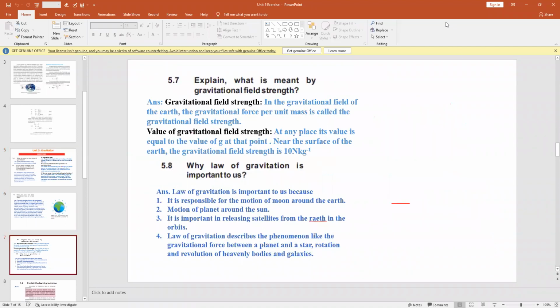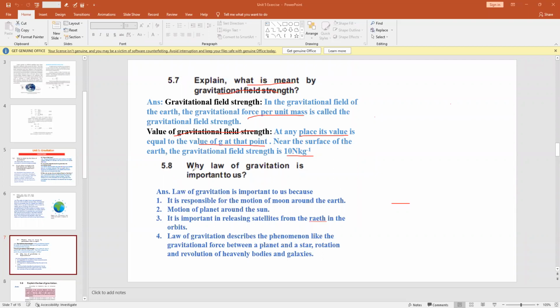Now the next question is 5.7. For 5.7, they are asking to explain what is meant by gravitational field strength. First of all, you have to tell what gravitational field strength is. Gravitational field strength is the gravitational force per unit mass, right? Then you have to tell the value of gravitational field strength. At any place, its value is equal to the value of g at that point. All of you need to know that the value of g is 10 meter per second square, and in the case of gravitational field strength, it becomes 10 Newton per kg, right? So this is the answer of 5.7.